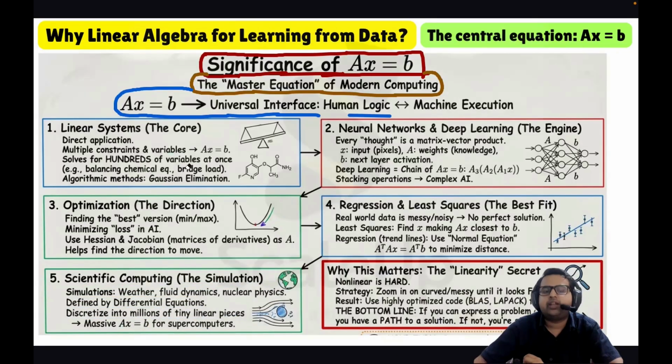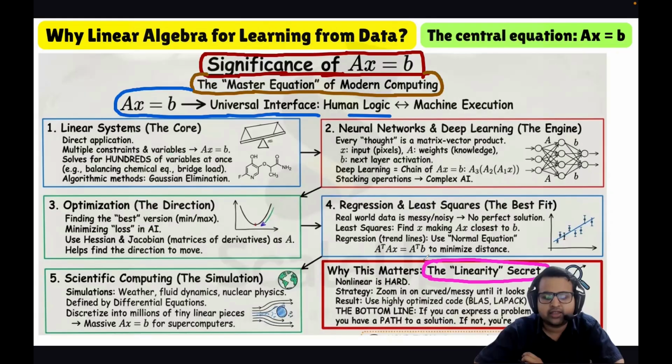Now it is very clear why Ax = B is the central equation of linear algebra. Why is it called the master equation of modern computing? Because this equation has a role to play in linear systems, neural networks, deep learning, optimization, regression, least squares, and scientific computing. Why is this equation so powerful? The secret is the linearity.